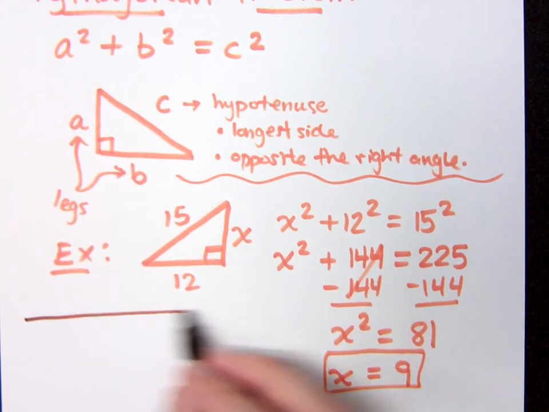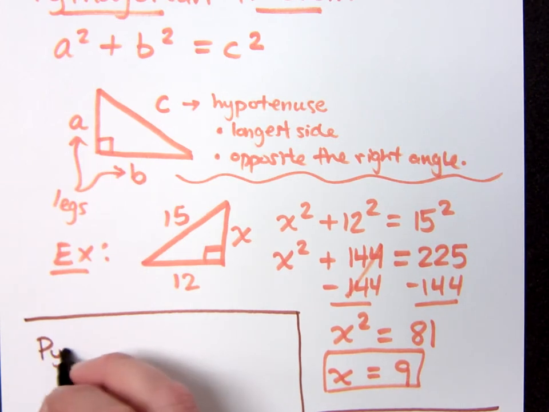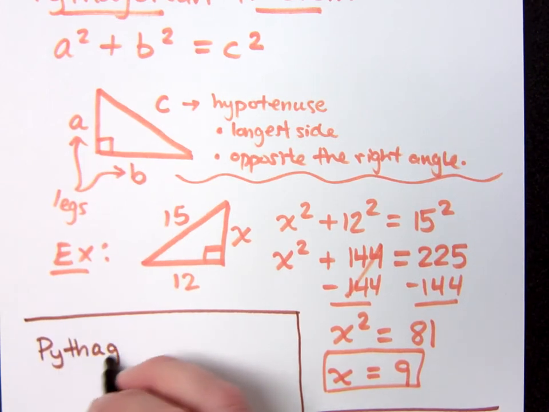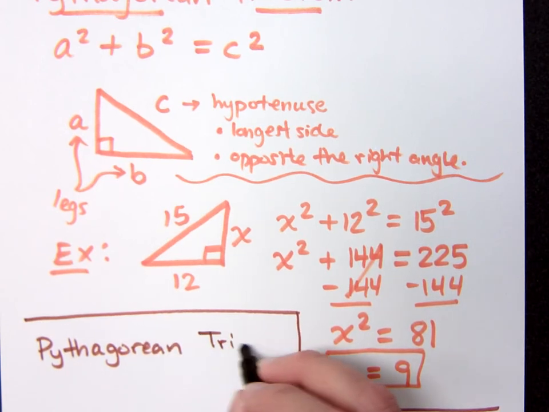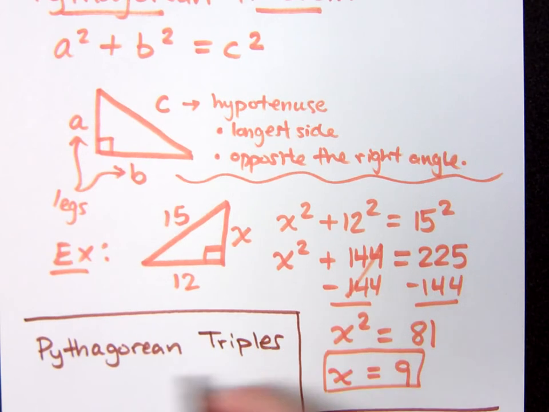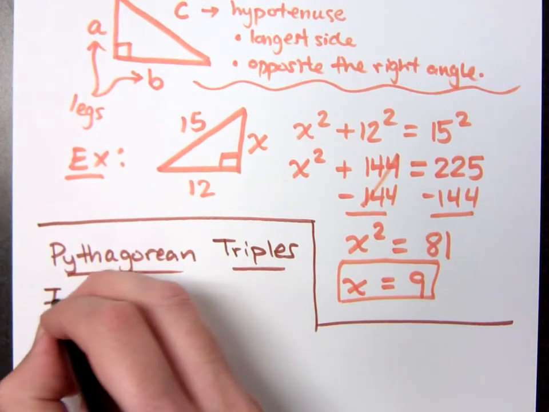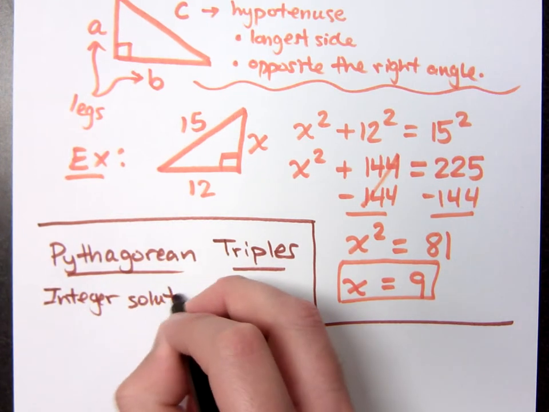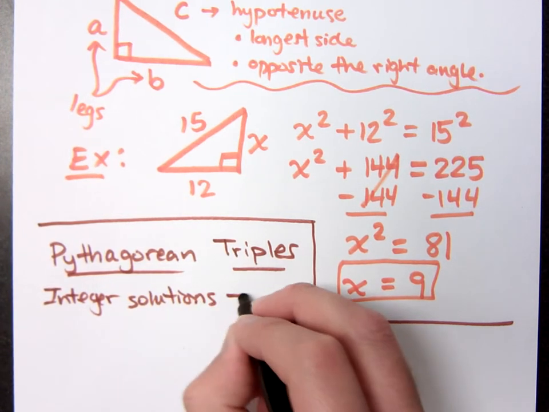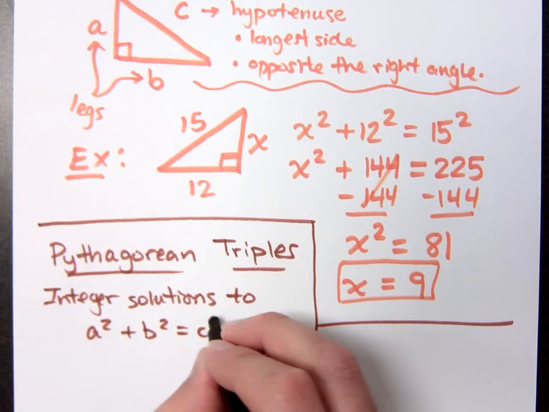Well, I know you saw this in 0306, right? Did you guys also talk about Pythagorean triples? Pythagorean triples. These are integer solutions to the theorem a squared plus b squared equals c squared.